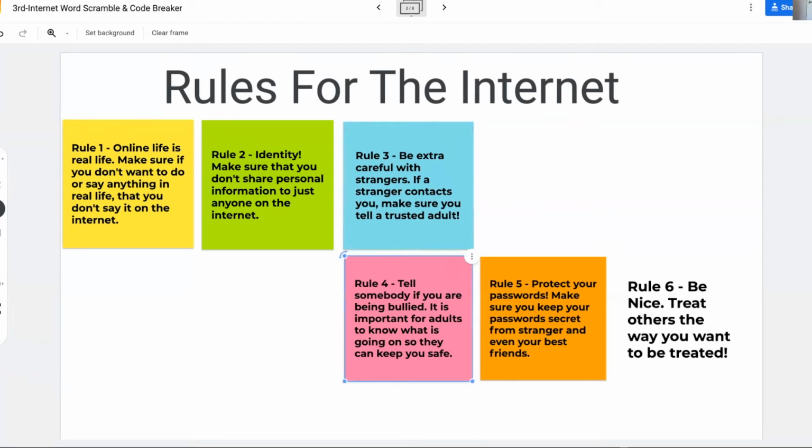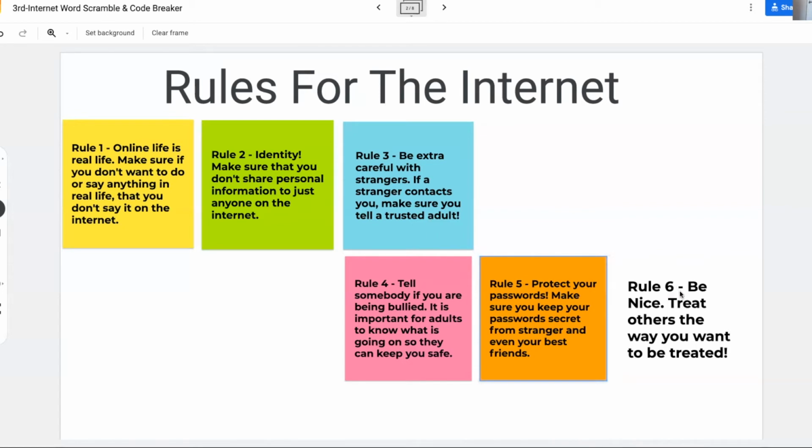Rule number 5, protect your passwords. Don't give it to anyone. When it tells you to make a capital letter or use a number or a symbol, that's to keep it safe and have a strong password so no one can find out what your password is. And once again, do not tell your best friend because something might happen. They might slip up and tell somebody else by accident. You don't want that to happen.